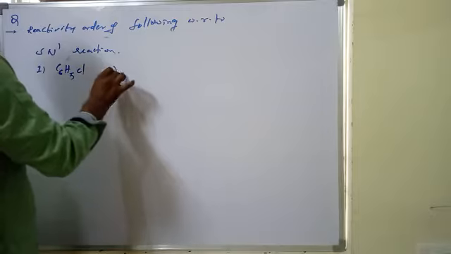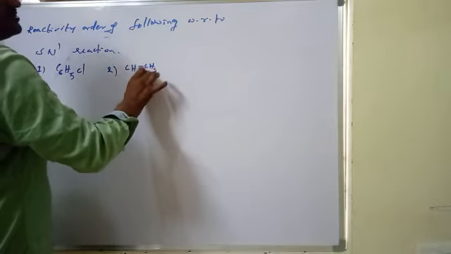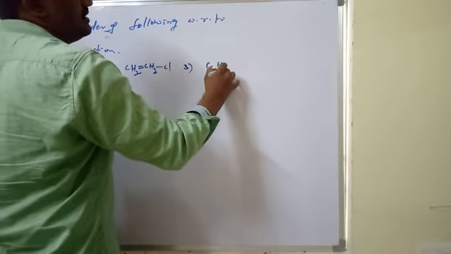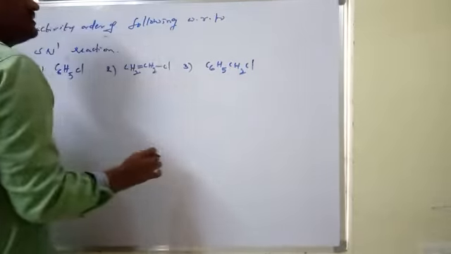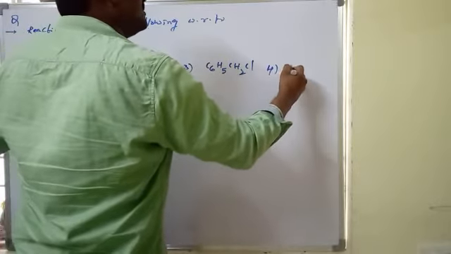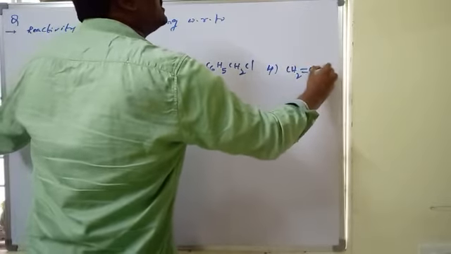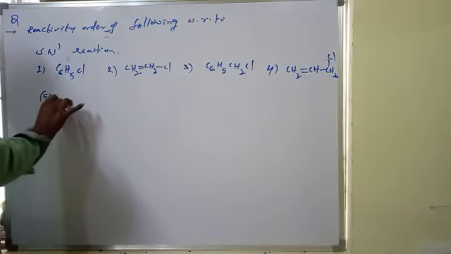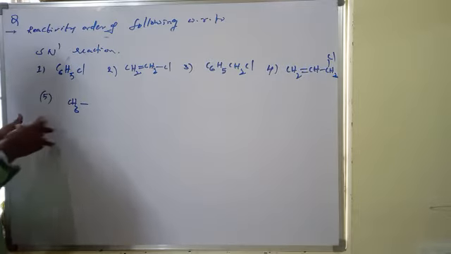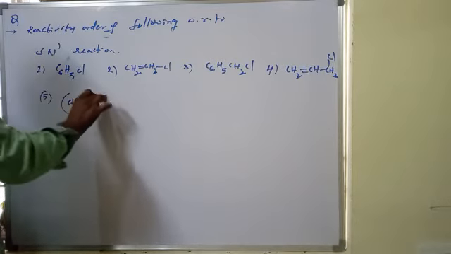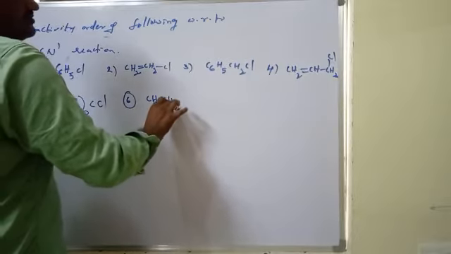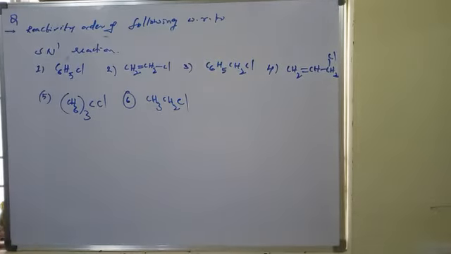Number 1, C6H5Cl; number 2, CH2=CHCl; number 3, C6H5CH2Cl; number 4, CH2=CH-CH2Cl; number 5, (CH3)3CCl; number 6, CH3CH2Cl. So with respect to the SN1 mechanism, the order of reactivity.